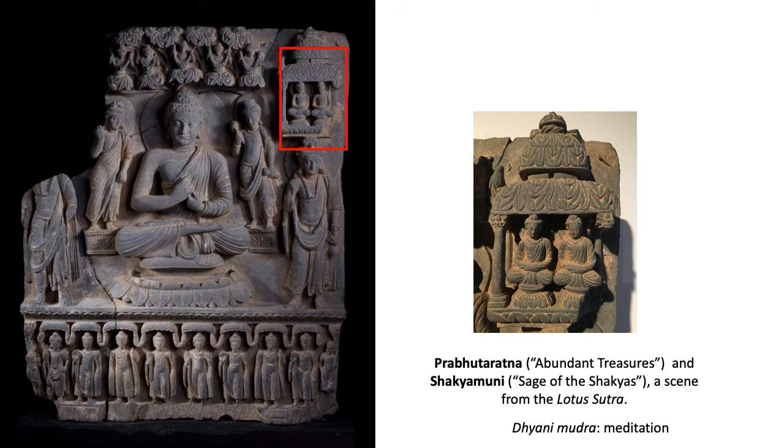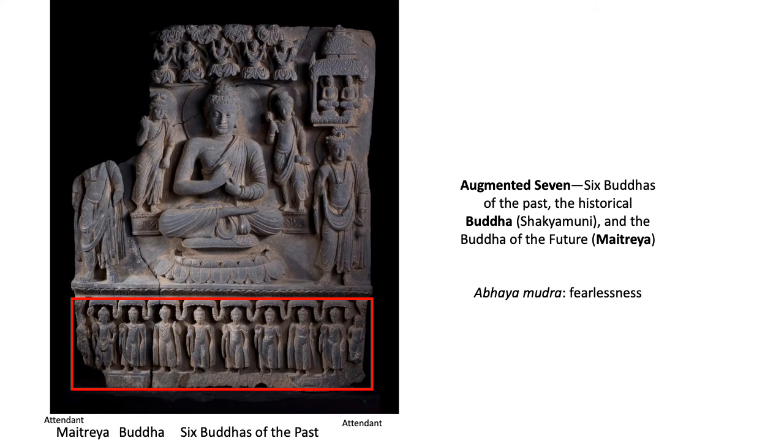Two features of this relief are remarkable, rarely found elsewhere in the Gandharan tradition. To the upper right are 2 figures seated in meditation beneath a pavilion or treasure tower. They are engaged in conversation. The historical Buddha has a philosophical discussion with a Buddha of the past, Prabhutaratna, or Abundant Treasures, who confirms the truth of the teachings found within the Lotus Sutra. The appearance of this scene in Gandhara confirms the prominence of the Lotus Sutra as a religious text as early as the 2nd to 3rd century, when this relief was carved.